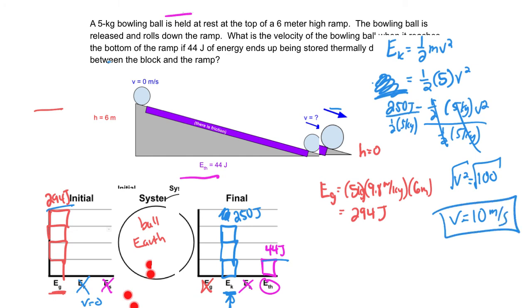Okay, and there you go. There's one example where we're using the thermally stored energy column to solve for an unknown. Okay, so you want to use the thermally stored energy column if I ever tell you that there's friction happening. All right, so I hope this was helpful, and I'll see you in class.